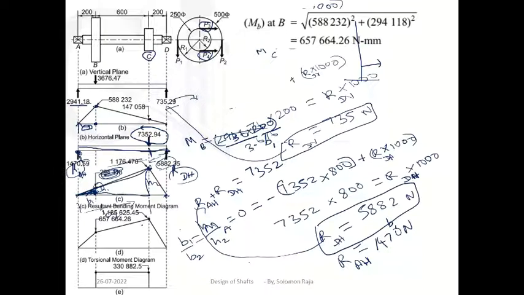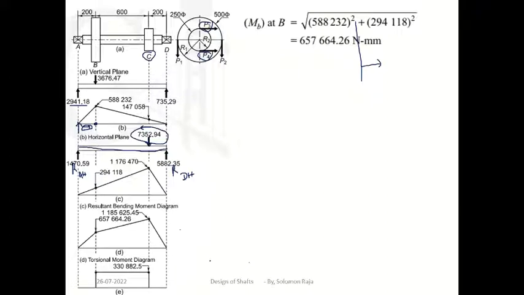So based on that similar triangle concept, here I have to write 1176470 divided by this distance is 800. Okay? So see here.